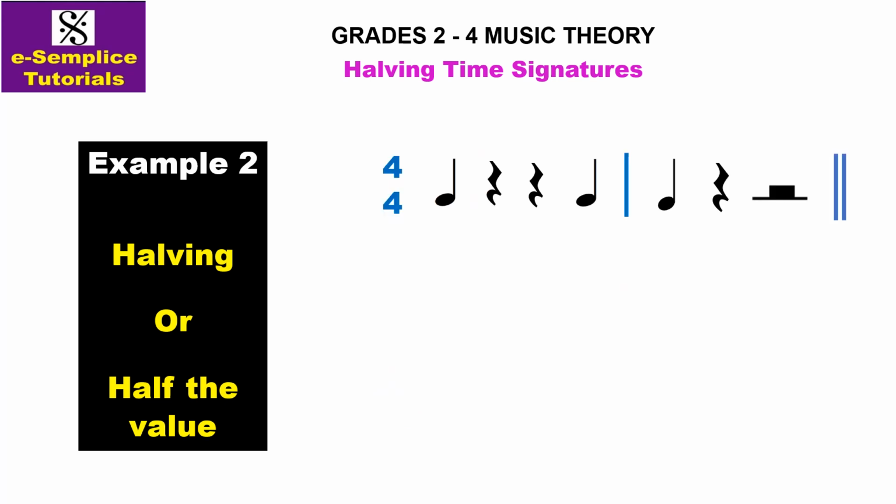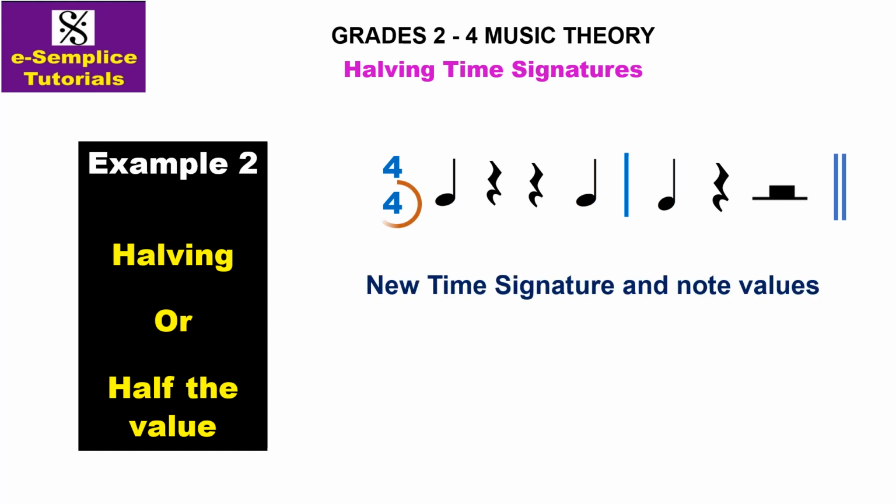Let's take example 2. 4/4 time, we are still halving. Now 4/4 time here, the top number remains the same. The bottom number is a crochet. If you have a crochet, you'll have a quaver. So a quaver is represented by 8. So the time signature changes from 4/4 to 4/8.